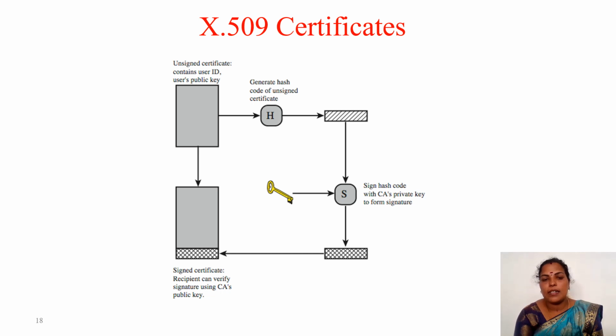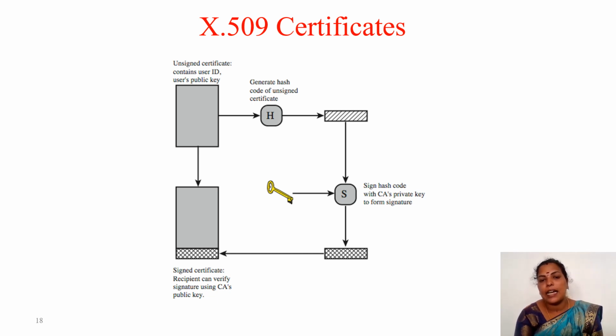So this is the structure of the X.509 certificates. Here you see that the unsigned certificate contains the user ID with the user's public key. Then a hash code is generated from the unsigned certificate. First we have the unsigned certificate, then the hash code is generated. Then the hash code is signed with the certificate authority's private key, and we are forming a signature.